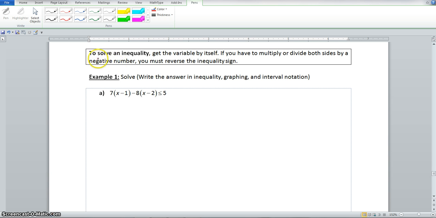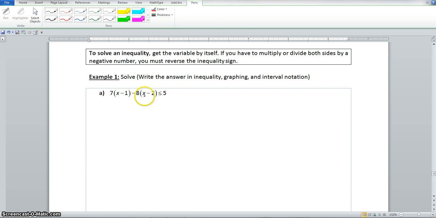Now we come to the next page. It says to solve an inequality, get the variable by itself. If you have to multiply or divide both sides by a negative number, you must reverse the inequality sign. So basically what you do before you divide or multiply each side by a negative, you solve this the same way you would as if it was an equation.